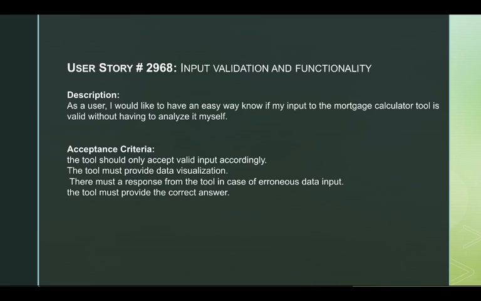The user story 2968 states that as a user, I would like to have an easy way to know if my input to the mortgage calculator tool is valid without having to analyze it myself. The acceptance criteria for this user story is that the tool should only accept valid input accordingly. The tool must provide data visualization. There must be a response from the tool in case of erroneous data input. The tool must provide the correct answer to the calculations.